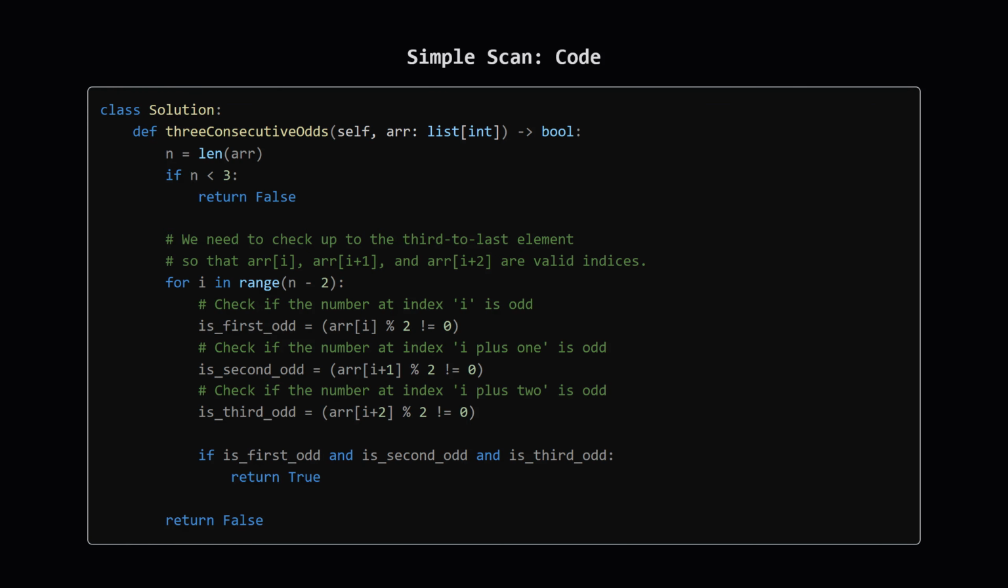First, we get the length of the list, let's call it n. If n is less than 3, we can't possibly have 3 consecutive numbers, so we return false right away. Otherwise we loop. Notice the loop goes from i = 0 up to n-2, but not including n-2. This is important because inside the loop we're looking at the number at i plus 1 and the number at i plus 2. We need to make sure all these spots are actually in our list.